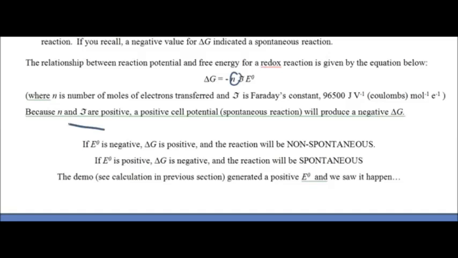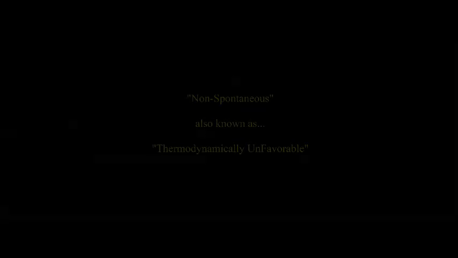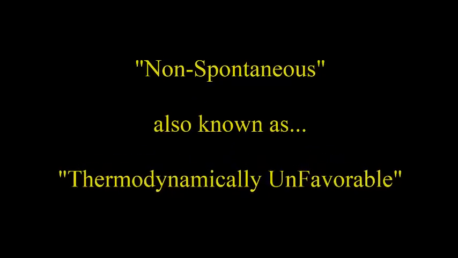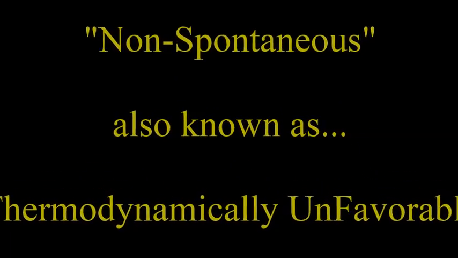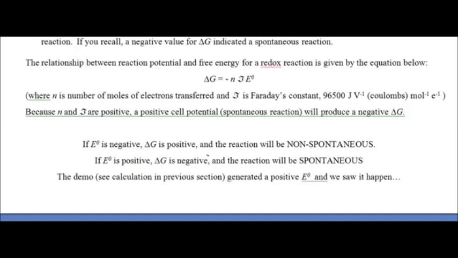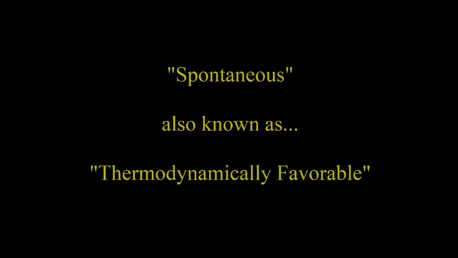Again, if delta E is negative, that means delta G will be positive. That means the reaction will not be spontaneous in the forward reaction. And if we have delta G that is negative because our voltage is positive, then we have a reaction that will be spontaneous.